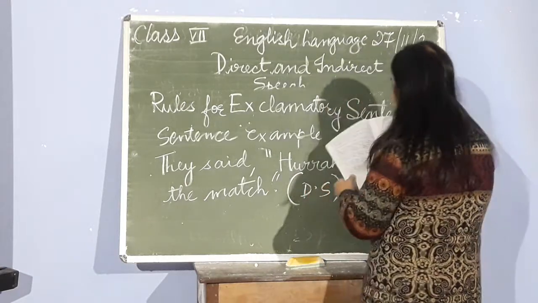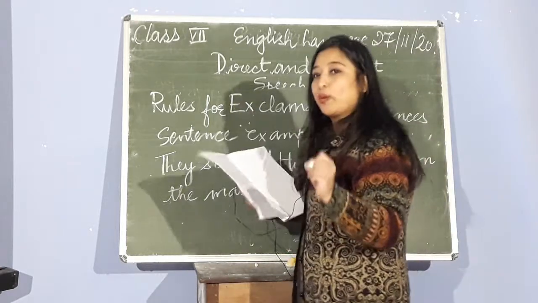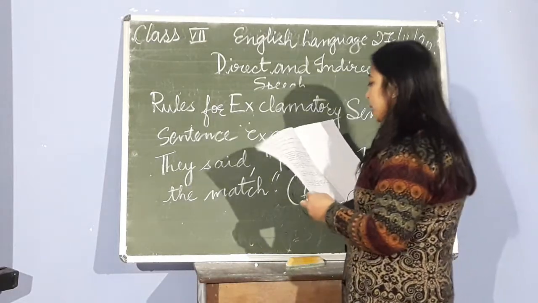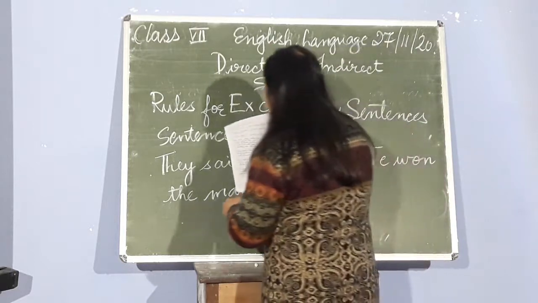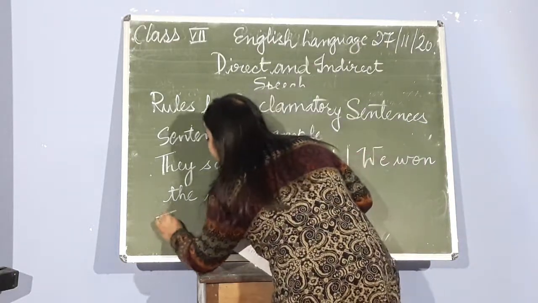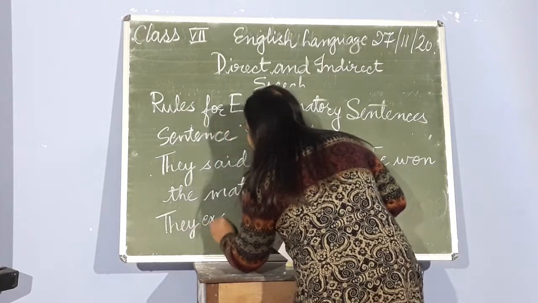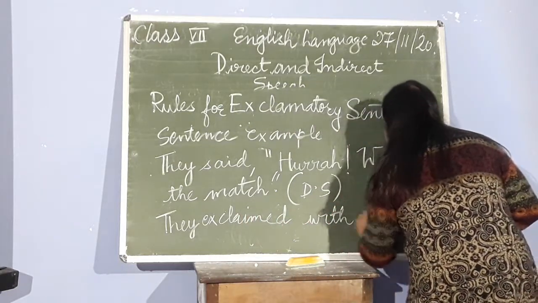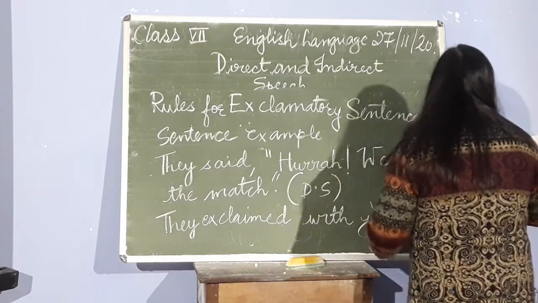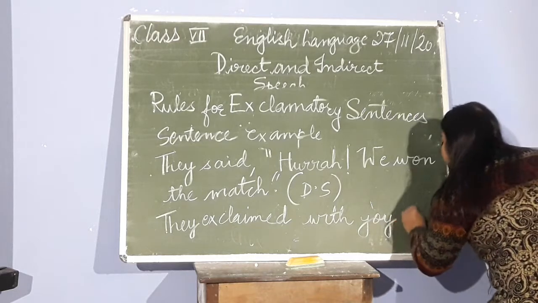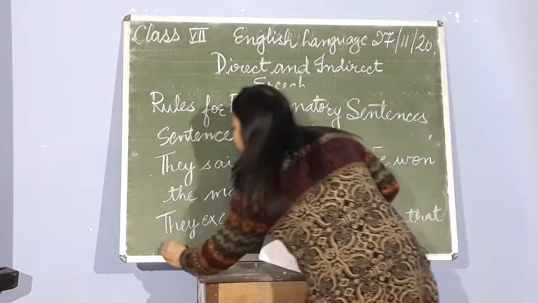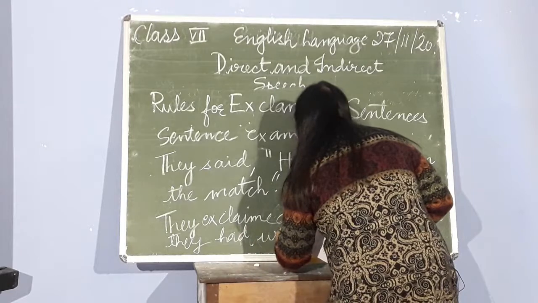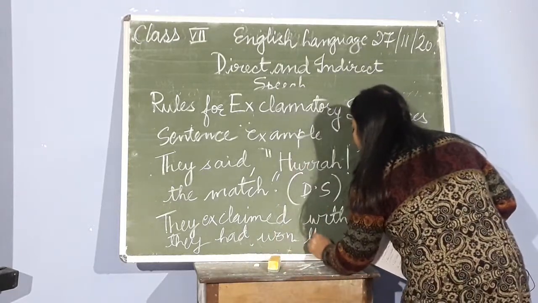If you have to change it into indirect, you'll have to write exclaimed with joy, because it's a state of joy, that he's very, very happy. So it's a state of happiness, isn't it? So you'll have to write, they exclaimed with joy that they had won the match.